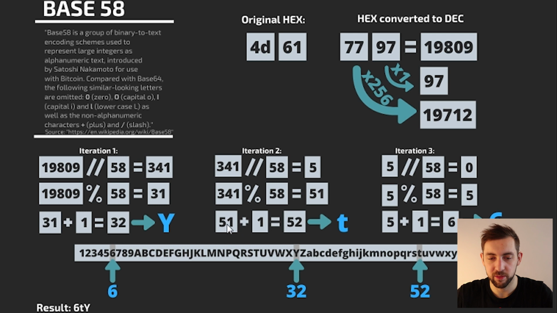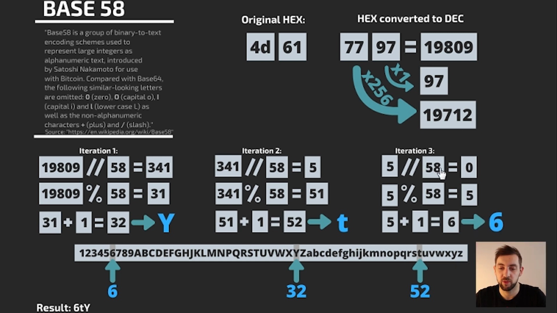So our letter will be the 51st, assuming that we are starting from index 0, or 51st plus 1 if we assume that we are starting from 1, and that's small letter t. Now we divided by 58 and the result is 5. Okay, let's take 5 divided by 58. Obviously it's 0, because without the float it's basically 0. 5 doesn't divide by 58, and 5 modulo 58 is 5. The rest from the division is 5, it doesn't divide. So 5 plus 1 is 6.